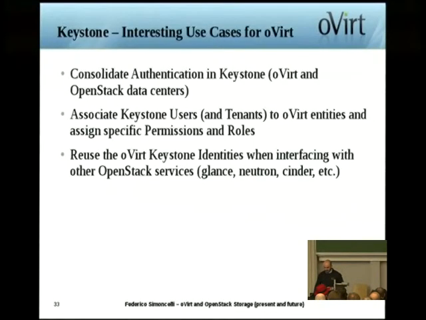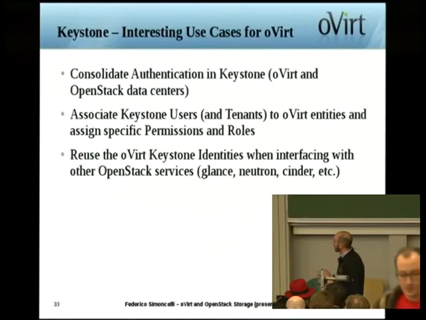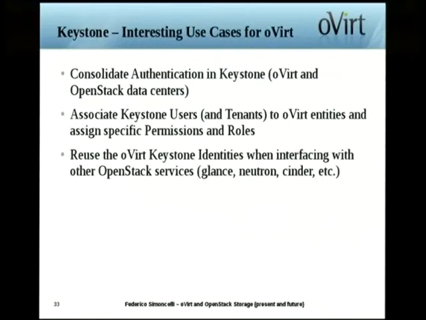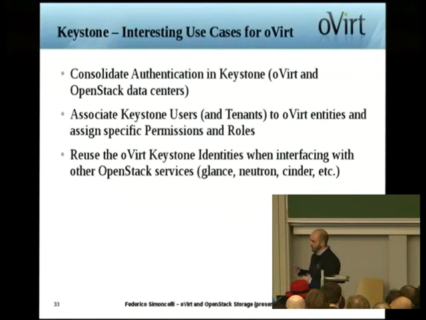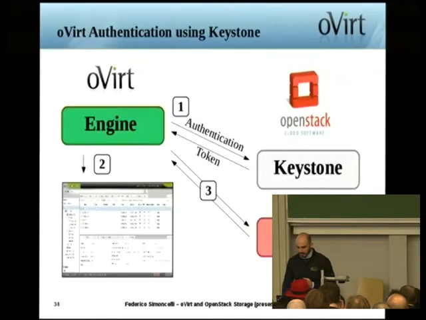The interesting use cases for this integration are that we can consolidate the authentication in Keystone for both data centers, oVirt and OpenStack. We can also associate Keystone users and tenants to oVirt entities and basically give specific permissions and roles to objects that we have in oVirt, like VMs or images or disks. And reuse the same Keystone identities when we are interfacing with the OpenStack services.